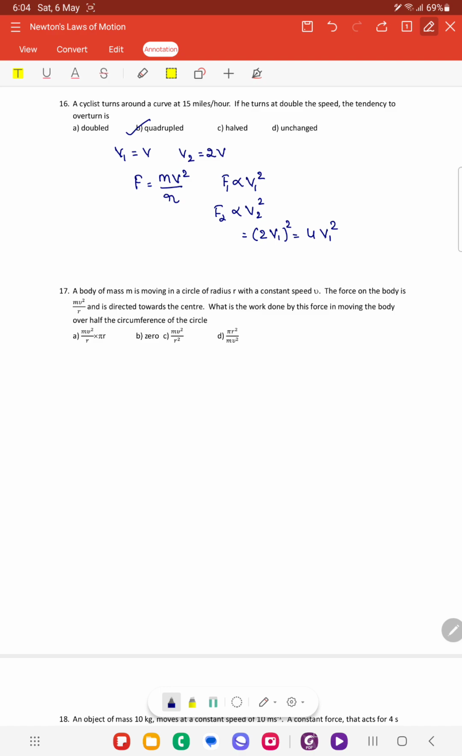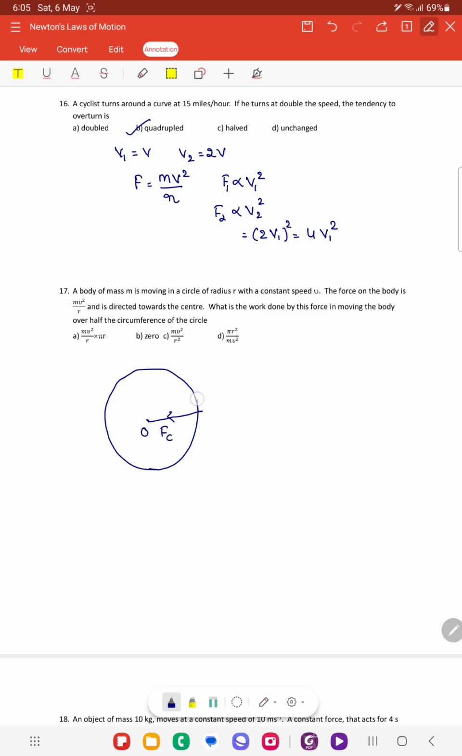Question number 17. A body of mass m is moving in a circle of radius r at a constant speed v. The force on the body is mv square by r and is directed towards the center. What is the work done by this force in moving the body over half the circumference of the circle? Now we have the body which is moving in a circular path. So here the centripetal force is acting towards the center. This is the center of the circular path.